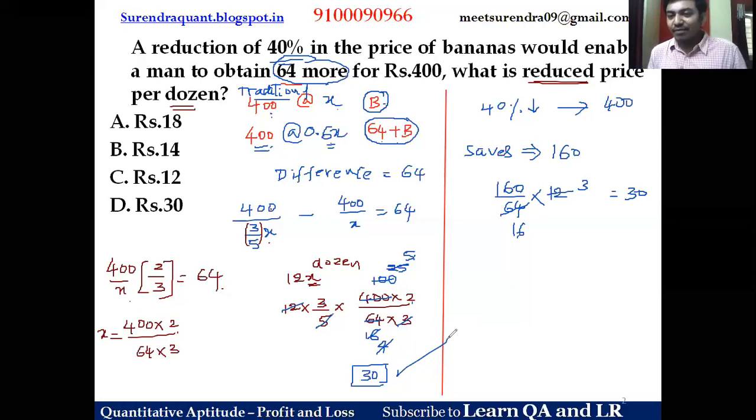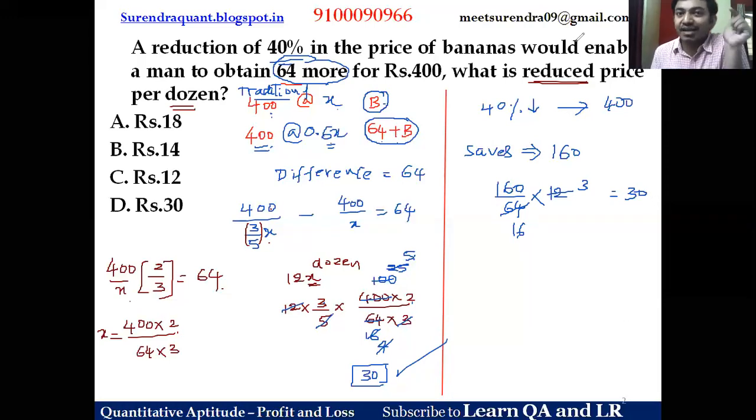Then what is one banana cost? 160 by 64. This 160 by 64 is the reduced price per banana. But he is asking the dozen bananas cost, right? So we multiplied by 12 and got 30 rupees. Friends, this is the cost of the bananas at the reduced price.